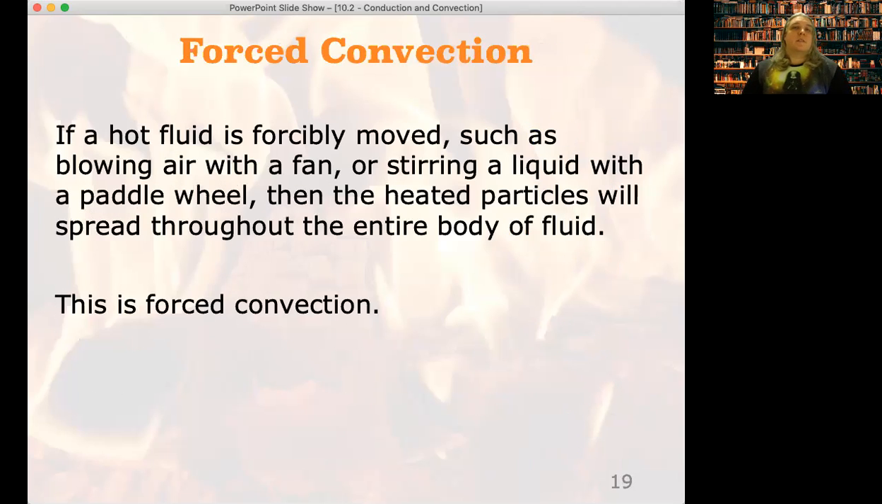Forced convection is the same idea, but we force it, right? We have a fan or we stir it so that the molecules with the hot energy will get spread throughout the entire fluid. So forced convection is just, we want the thermal energy spread throughout the substance, the fluid, so we force it to get spread throughout the fluid by pushing it. We either do that with a fan, or you could stir something with a paddle wheel or whatever, or a spoon if you're cooking. So we force it when we're stirring it.